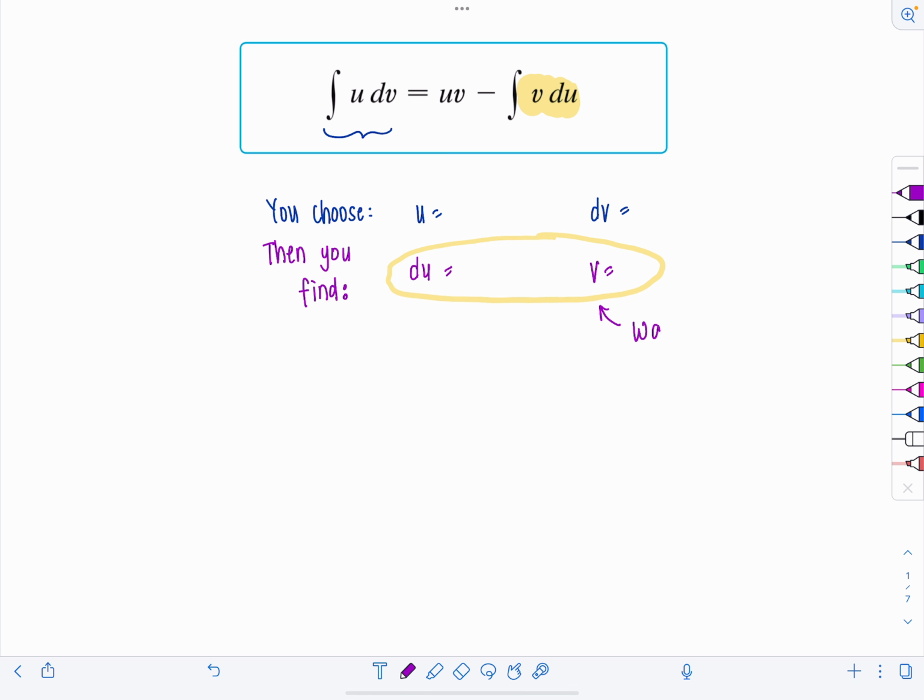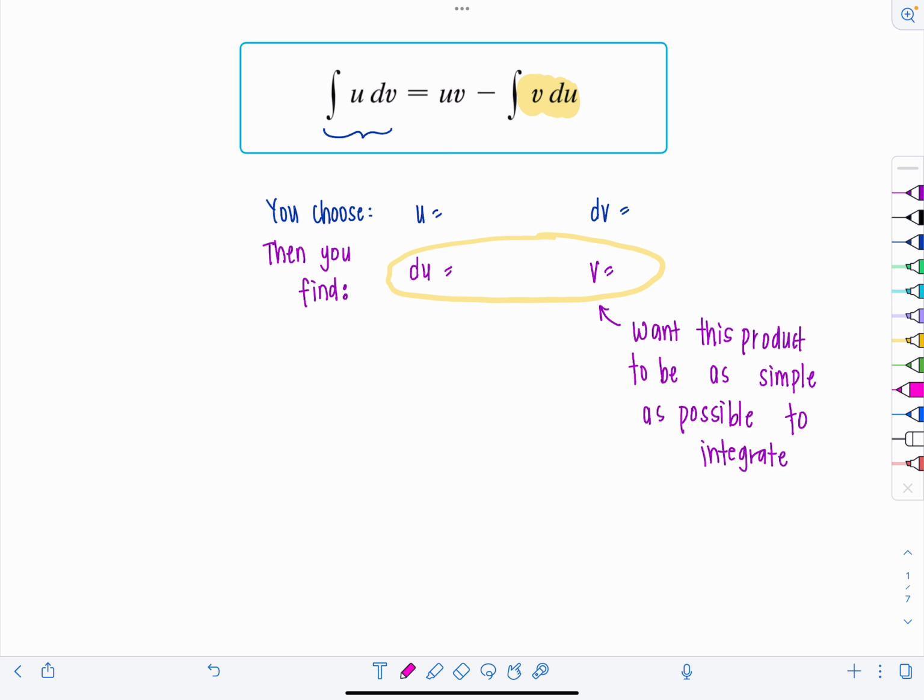So I'm just going to write a little reminder. We want this product, that's really the key, to be as simple as possible to integrate. Okay, and then kind of think like whatever you don't want to deal with, usually that ends up being u, because see how we don't end up integrating u? There's no u here, just du. All right, that's going to motivate a lot of this discussion.